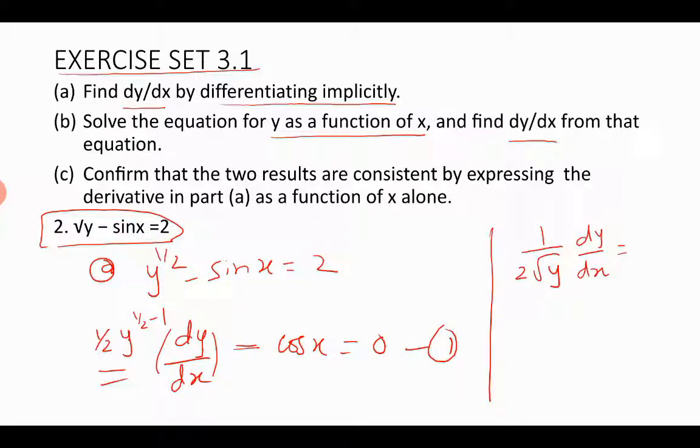On the right side it will be cosine x. You understand how this becomes the term 1 over 2 y to the power negative half. So it is 1 over y to the power half. Power half is square root, isn't it? So you get this term. Therefore finally, what is dy by dx?